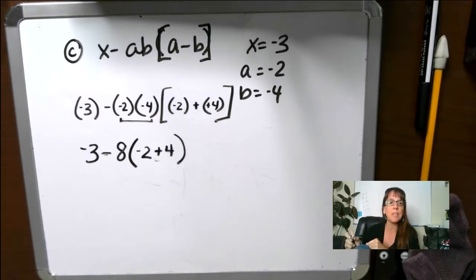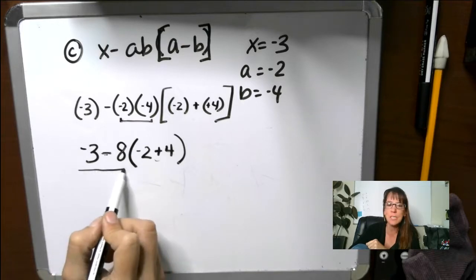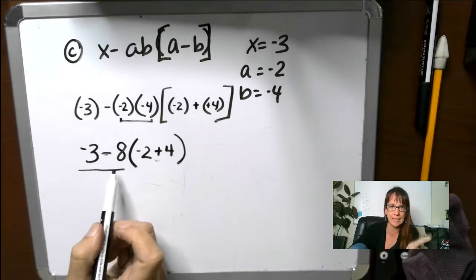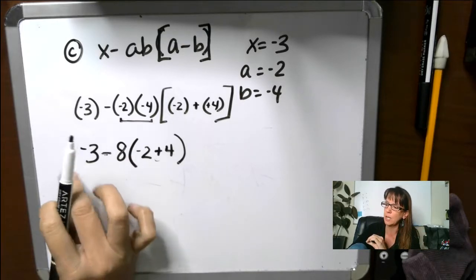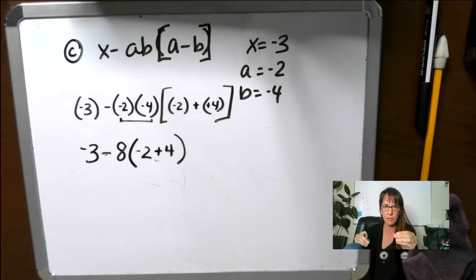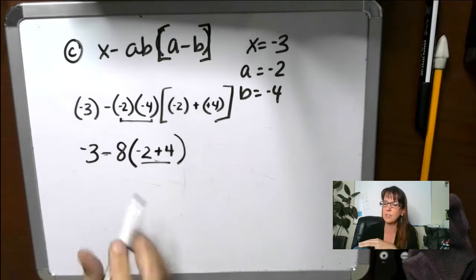We want to do everything within those parentheses. Do not do this first. If you do this first, you will get the wrong answer. It is a very common mistake. Do not do that. Stick to that order of operations, okay? We got our parentheses here. Bring everything else down.